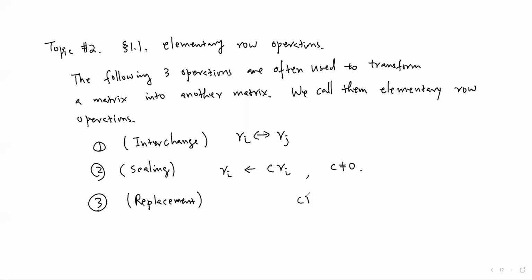Some number times some row, say row J, plus row I. Put the result in row I. Don't put the result in row J. Now this time, C can be 0, can be non-zero. These three operations are called elementary row operations.